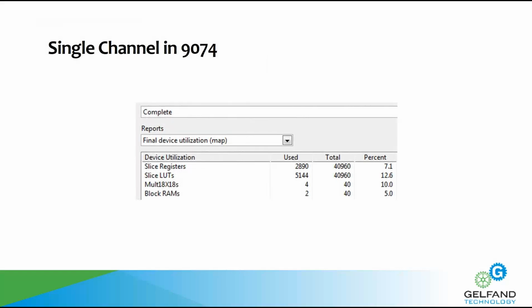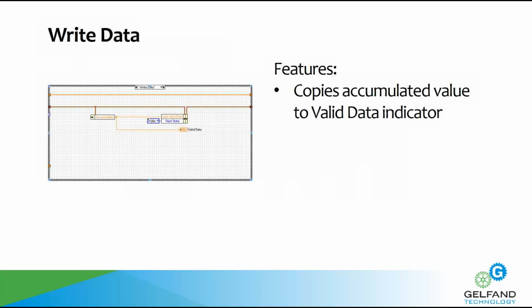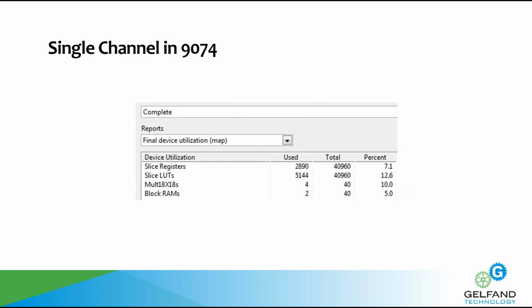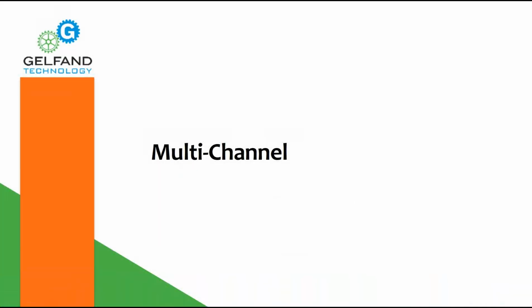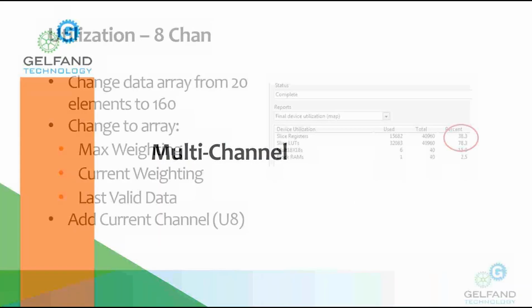And so the nice thing is this worked. So this problem that I had never gotten working several years earlier, now I've got a working solution for it, at least for a single channel. And so when I actually compile this, I see about 7% of my slice registers and 12% of my slice LUTs being used. But what happens if I try and scale this to multiple channels?